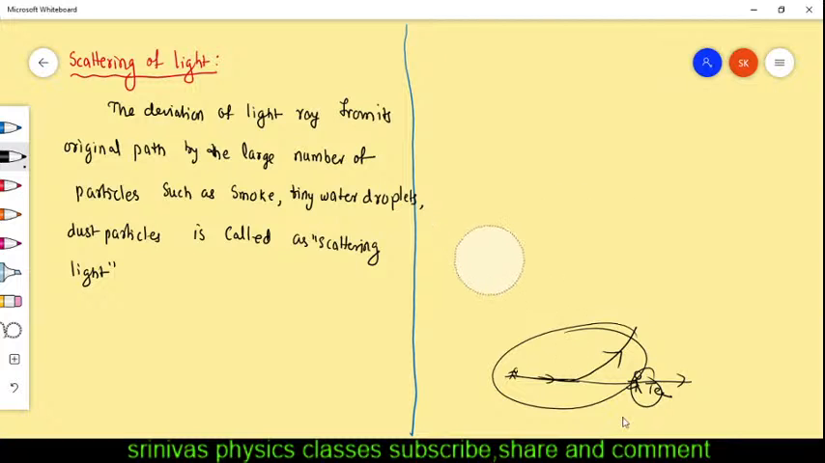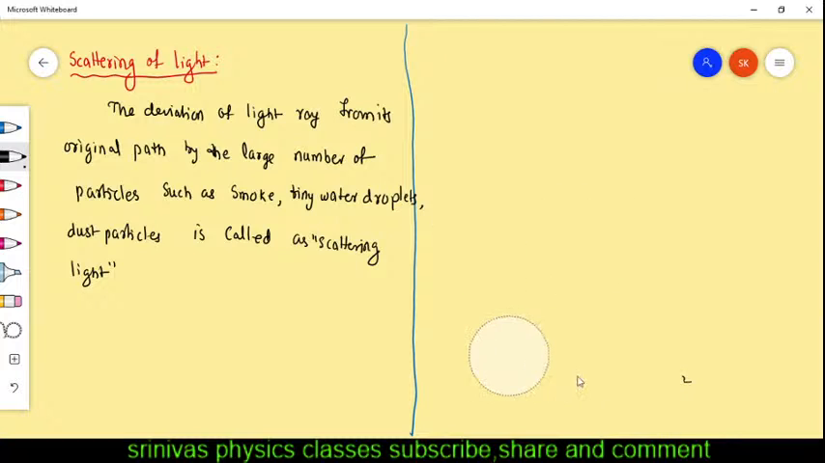Okay. Now next, what are the applications of scattering? Do you know visible light? White light is the combination of some colors, right? White light is the combination of some colors. Do you know what they are? Anyone can tell? Visible light is the combination of some colors. What are they?